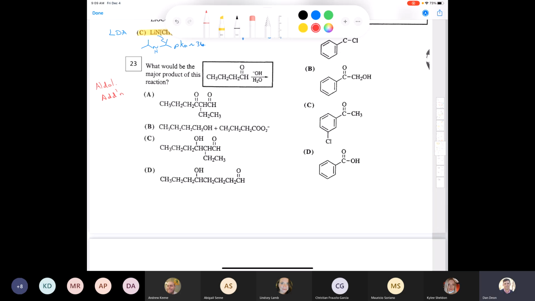What happened there? Somehow I lost everything. Somehow I've lost my chat. Oh, here we go. Yeah, this is an aldol addition, and the reason why it's an aldol addition is because there's no heat applied. No heat. If there was heat, then it would be an aldol condensation reaction.